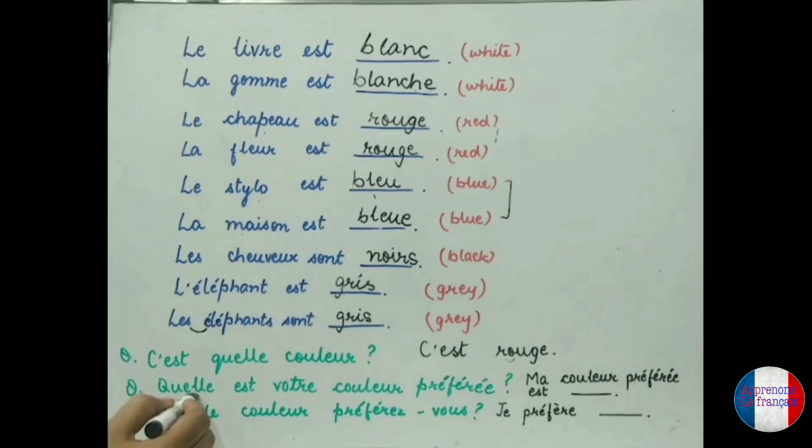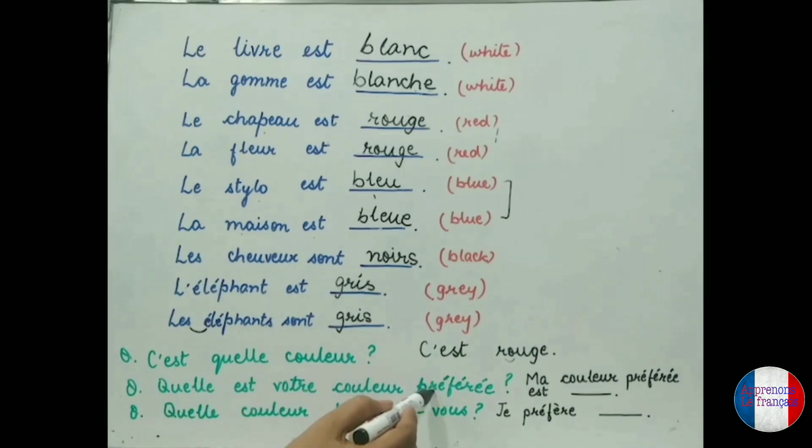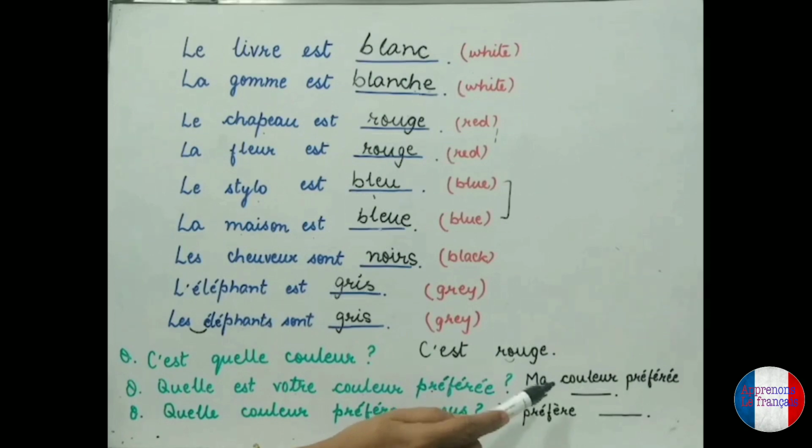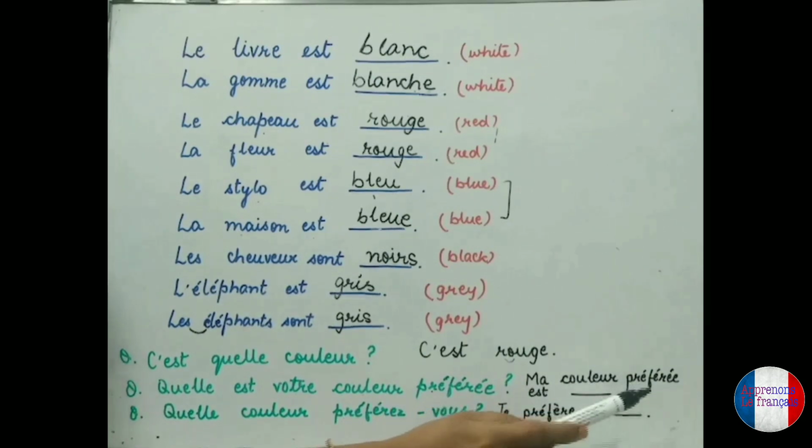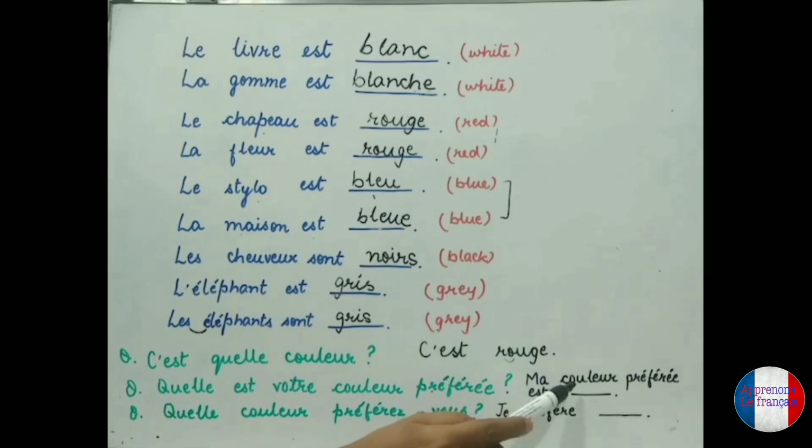And the next question here is, quelle est votre couleur préférée? This is, which is your preferred color? That means which color you like. So I want to know which colors you, the listeners, like. Well, my favorite color is blue. So I would say ma couleur préférée est bleu. That means my preferred color, or my favorite color, is blue. So I would like to know what is your favorite color. It would be good if you leave a comment in the comment box. I would be happy to know what is your preferred color.